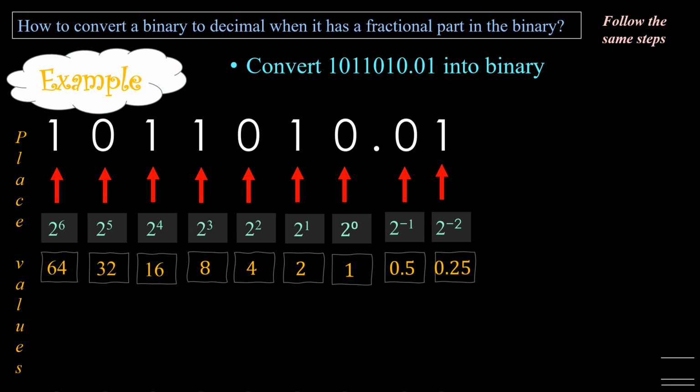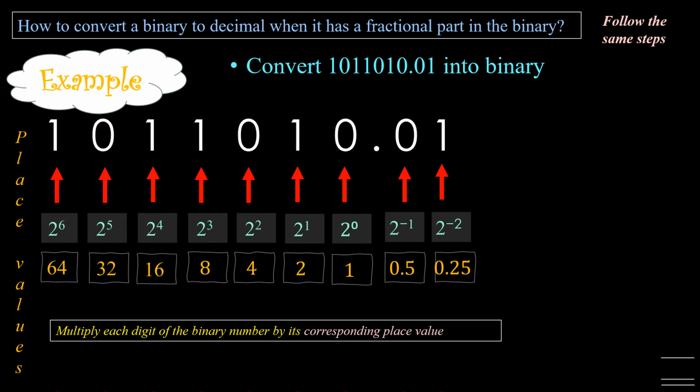Another thing is that before the binary point you have to write the place values from right to left, and after the binary point, you have to write the place values from left to right. That's the only thing you have to know. Then you have to multiply the binary digits by their corresponding place values. Let's see how to do this.